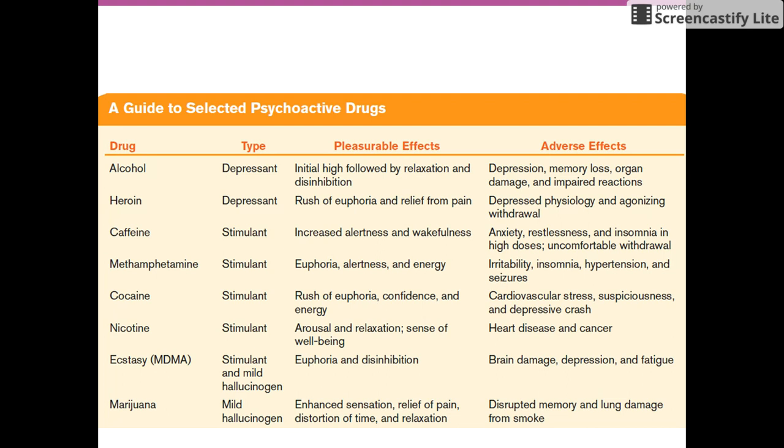So you might want to, again, freeze this and copy this chart down. Again, you really need to know all the different drugs listed here and the category they fall in. And it would be a good idea to know the type of effects each causes, okay? In terms of, is it a stimulant? Does it speed up your system or does it slow you down?